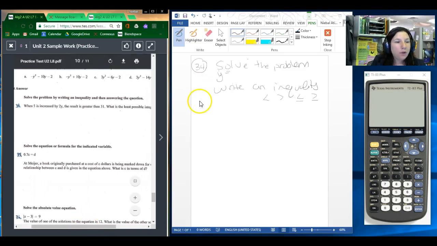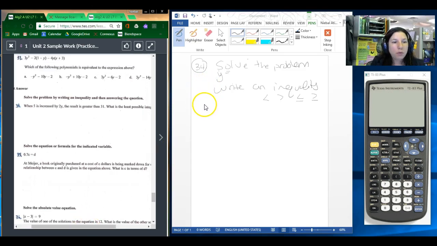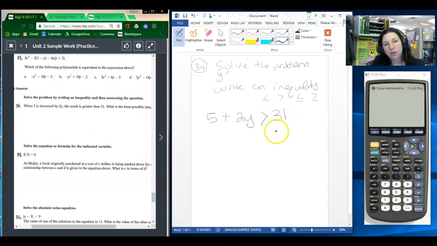Okay, so 34: when 5 is increased by 2y. We want to translate that from written English into an algebraic expression. So we're translating this language into algebra. 5 is represented by the symbol 5. Increased, so when we're increasing something, we're adding to its value. We are adding, and it's increased by 2y. When 5 is increased by 2y, the result is greater than 31. So this side of the inequality needs to be greater than 31. Okay, so I have written an inequality that fulfills this portion.